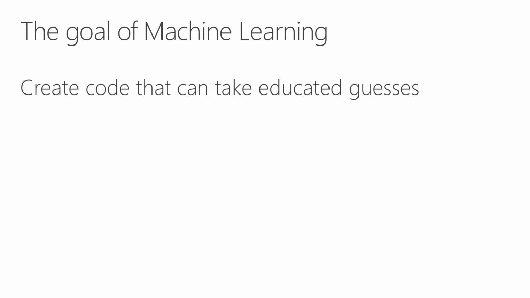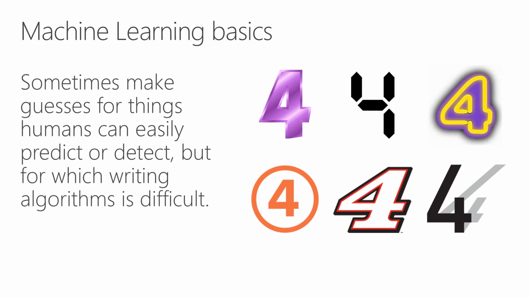So the goal of machine learning overall is just to create code that can take educated guesses for us. That's it. The goal of the machine learning part of our operation is to create algorithms that will take guesses for us. For instance, recognizing images, like recognizing that an image contains the number 4 or the digit 4. So sometimes our machine learning is going to do things that we as humans could do, but that writing an algorithm for is really difficult.